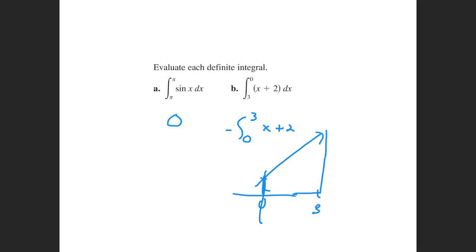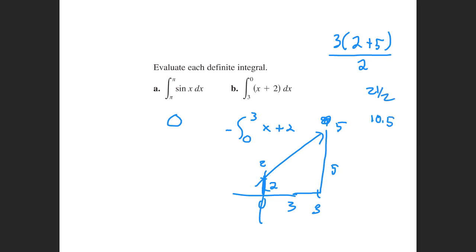So at 0, I'm up at 2. If I put 3 in here, it looks like it's 9. Oh, no, I'm sorry, that's 3 plus 2, that's 5. All right, so my trapezoid bases are 2 and 5, and my height is 3. So I'm going to go 3 times 2 plus 5, divided by 2. 2 plus 5 is 7, 7 times 3 is 21, 21 divided by 2 is 10.5. So my answer is just going to be negative 10.5, because that negative sign in front is just going to make it negative.